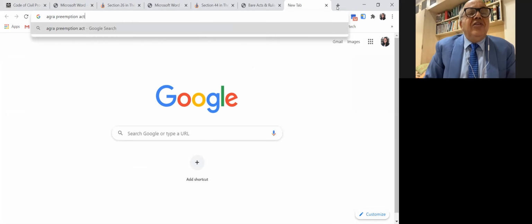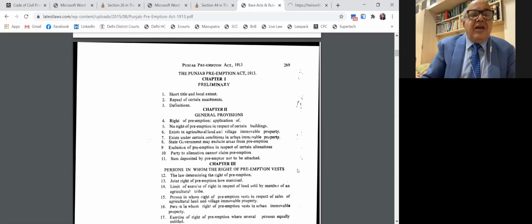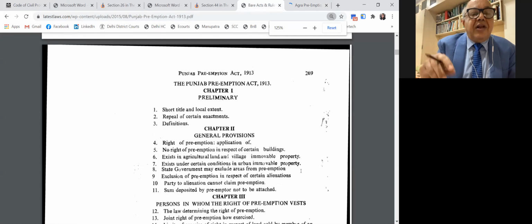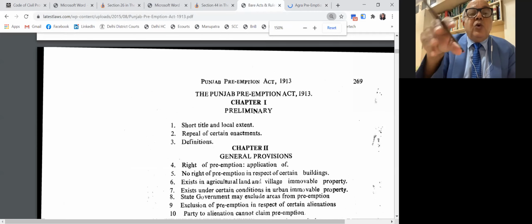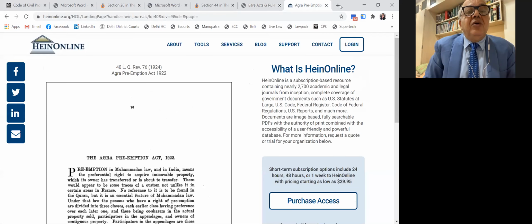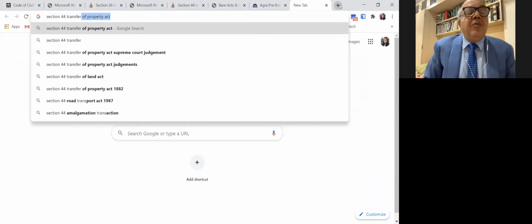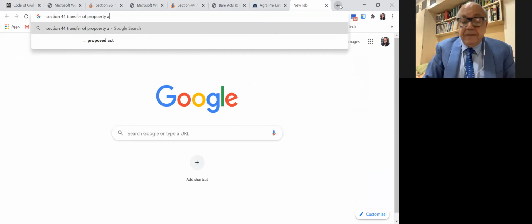So all of this concept of preemption is well known and recognized by Islamic law. Now under the Transfer of Property Act, when you open section 44, there's a proviso. Mansi, can you open section 44 of the Transfer of Property Act? There's a proviso.